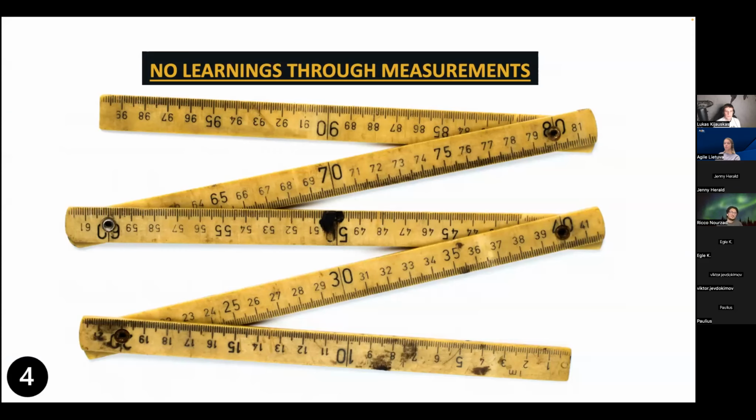Fourth argument is we do have within our traditional strategy execution no learnings through measurements. So often we have no measurements in place. Often we are measuring how many story points have we achieved. We're measuring how many projects have we completed. We're measuring how many things have we put on done. And this is just measuring output, as you know. This is not measuring value. And as long as we're not measuring value, as long as we don't have the right metrics to measure value, we cannot derive learnings and we cannot derive the right actions.